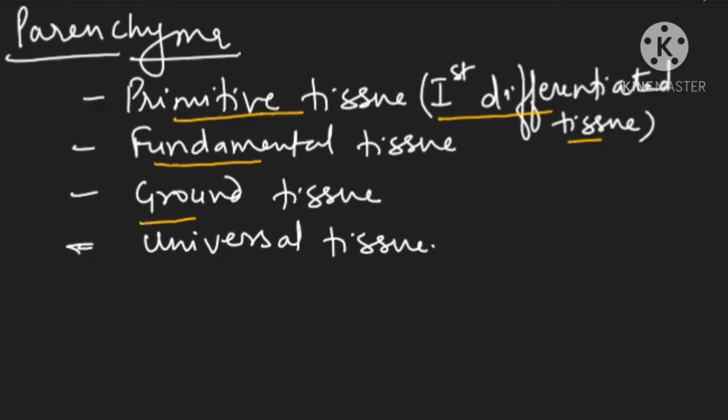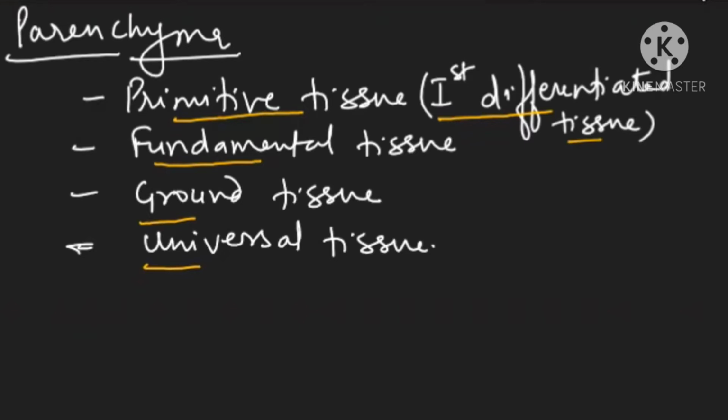Is it clear? You can say in the primitive lower plants like algae and bryophytes, the entire body is generally parenchymatous only. It is universal tissue. Why do we call it universal tissue? Because it is present in the root anatomy also, and we'll be studying it in the stem anatomy as well as in the leaf anatomy. So parenchyma, I hope these terms are clear. We call it fundamental tissue, ground tissue, universal tissue, and it is primitive tissue.